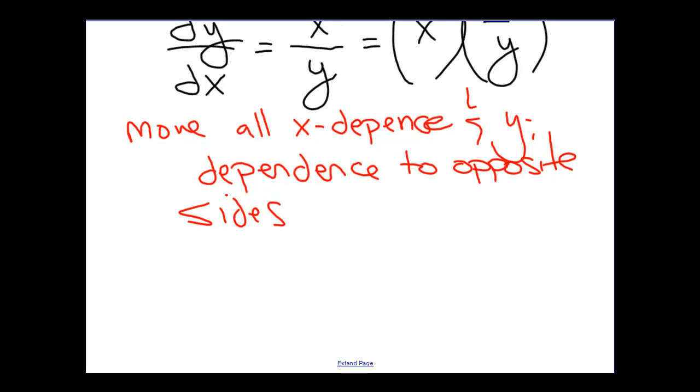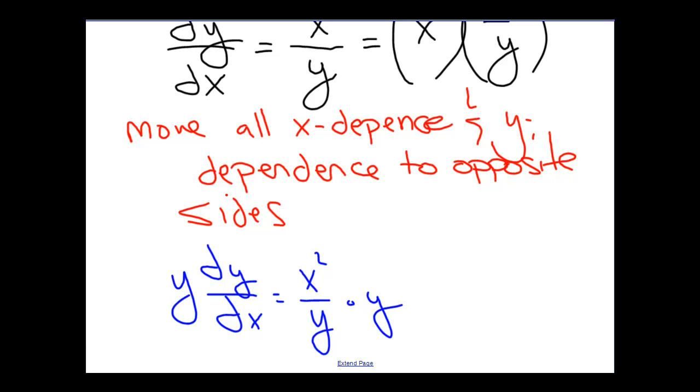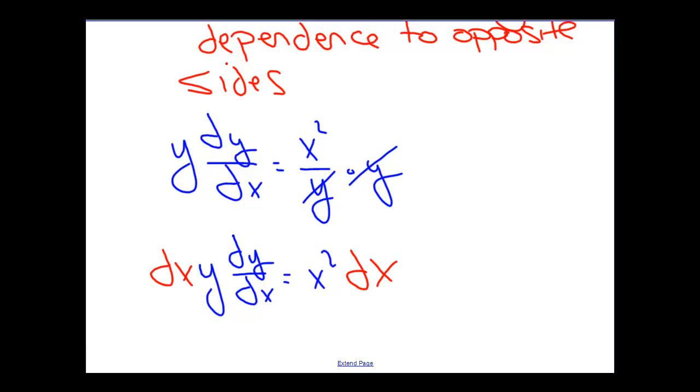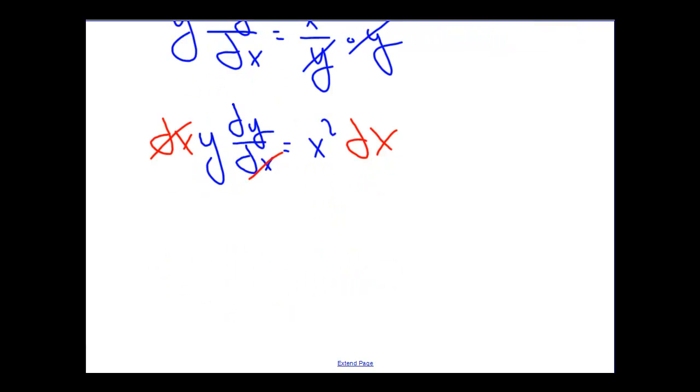So with our equation here, dy/dx is equal to x squared divided by y, what we would like to do is move the y dependence over to the left. So I would multiply both sides by y. That will cancel out the y's here, leaving me with y dy/dx is equal to x squared, and then we would move the dx dependence over, multiplying by dx on both sides, and now we have separated our separable differential equation. I end up with y dy is equal to x squared dx.